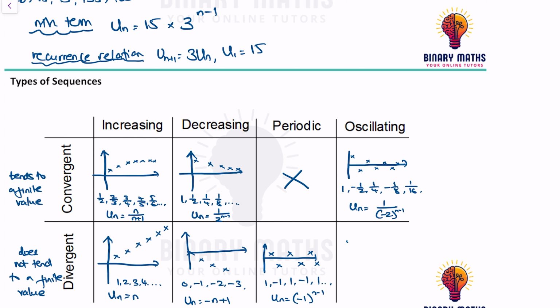And one that's oscillating but divergent is obviously one that's, instead of in the convergent one, where it's getting closer and closer to 0, not getting any closer. So something that gets bigger, so on. So that would be, for example, minus 2, 4, minus 8, 16, so on. So un is equal to minus 2 to the power of n.